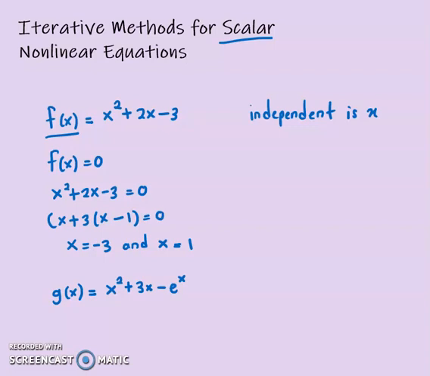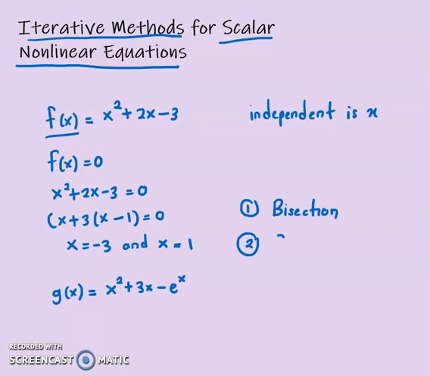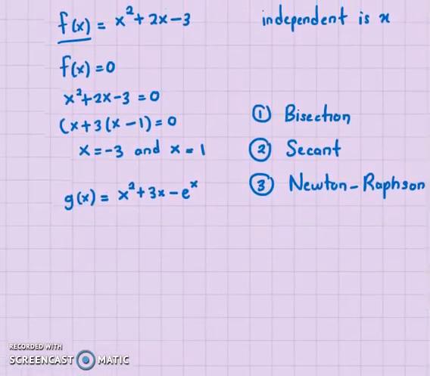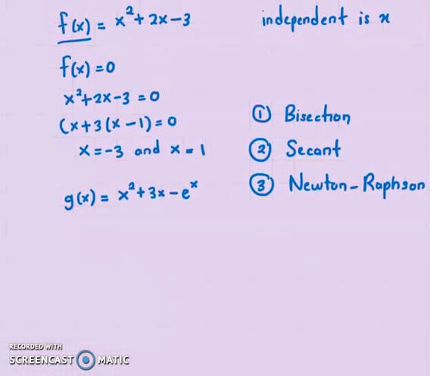So to solve nonlinear equations, there are three iterative methods. The first one is bisection. The second one is the secant method. And the third one is Newton-Raphson. So these are called iterative methods. In this topic, we're going to look at all these three methods to solve nonlinear equations.